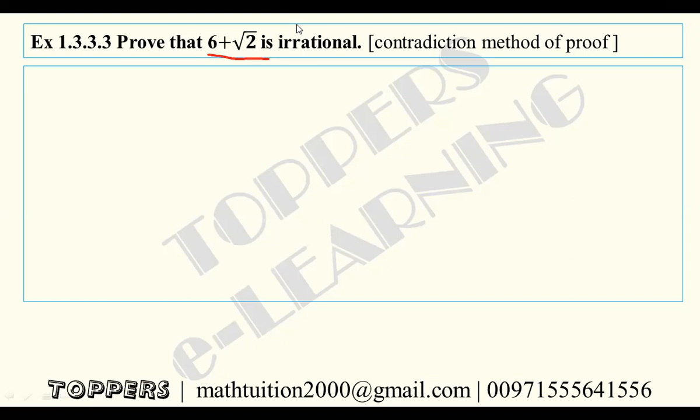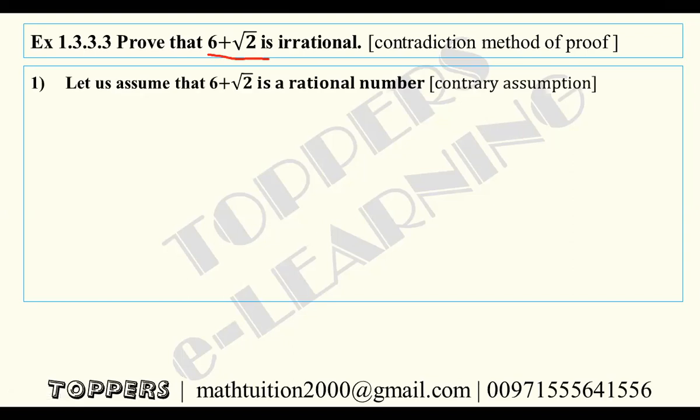First, we have to assume that 6 plus root 2 is a rational number. This is the contrary, incorrect assumption. Now, what is the next step? We have to write 6 plus root 2 in the standard p by q form. That is the next step.